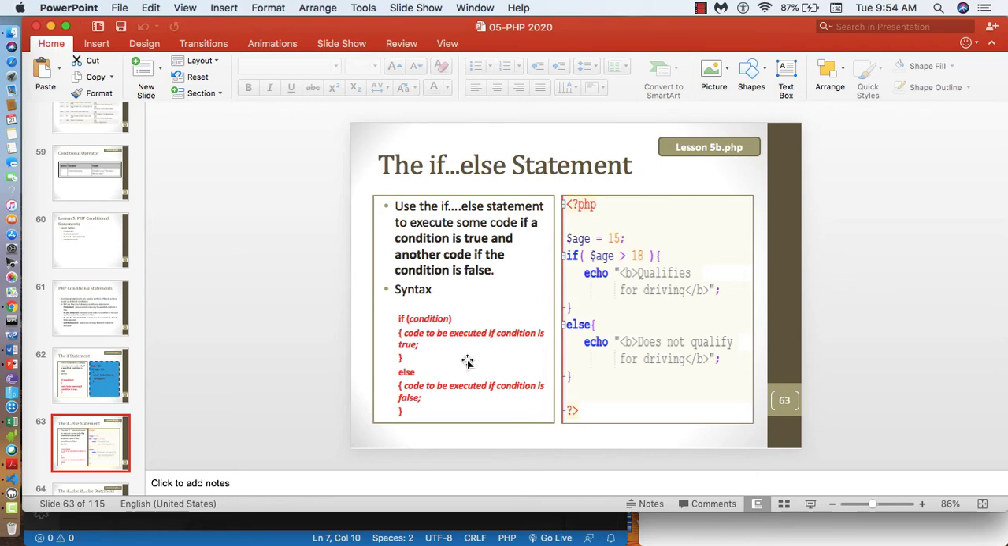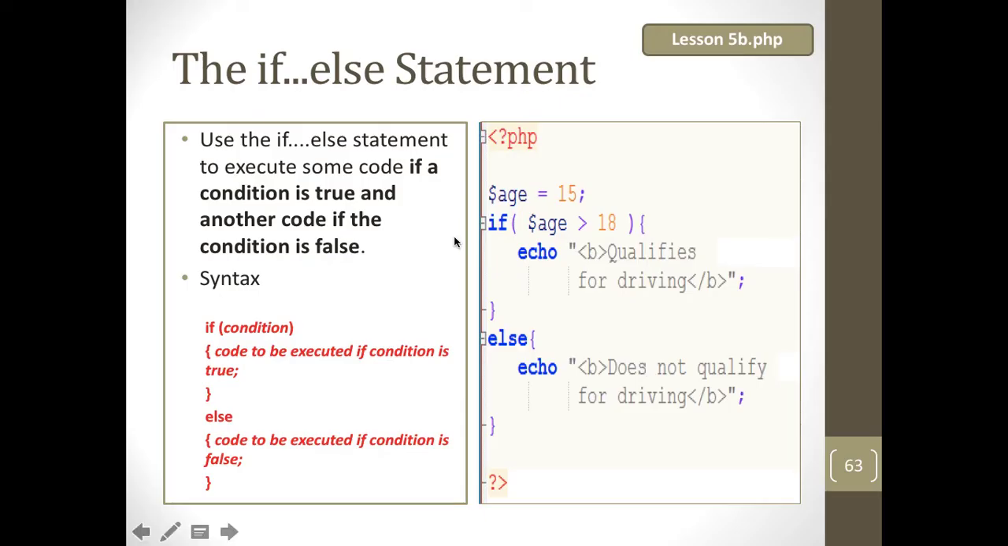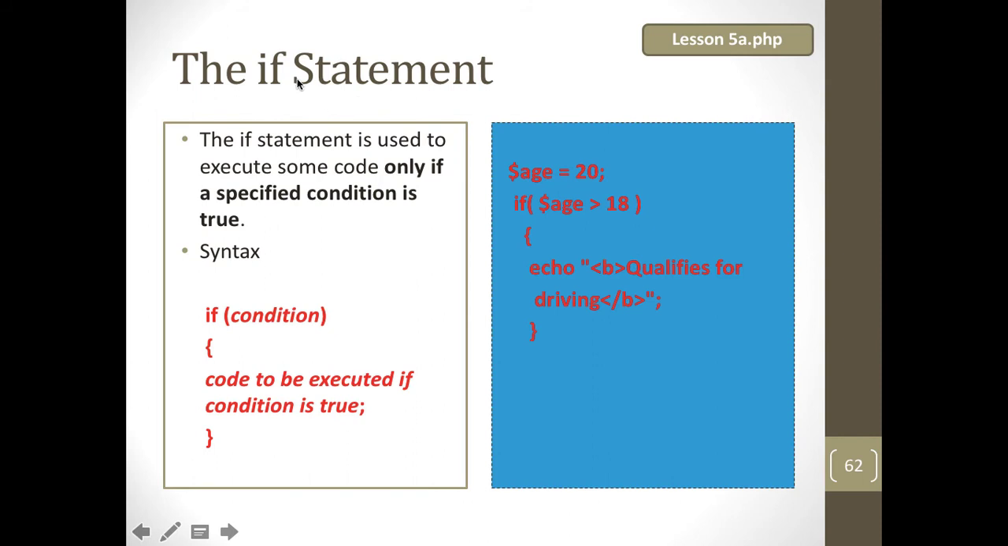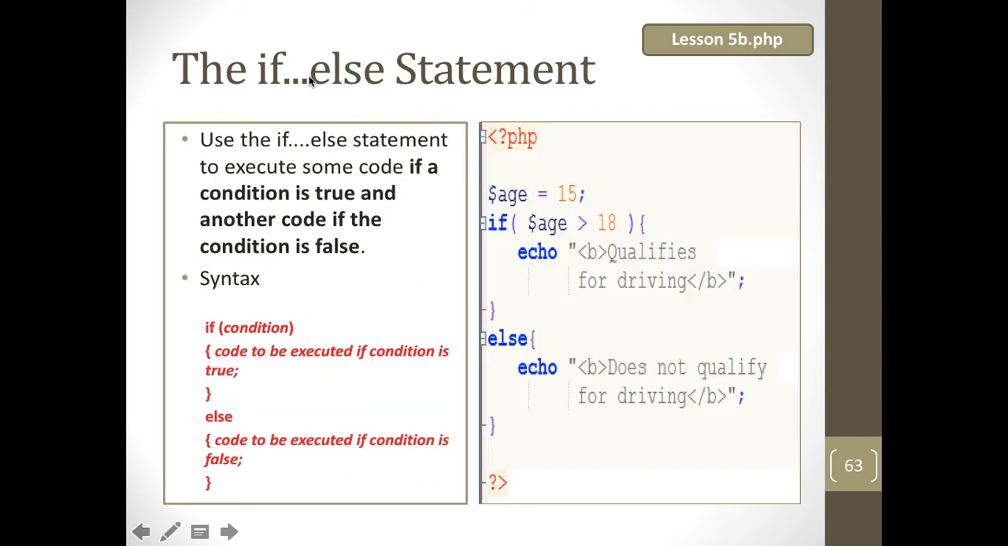You see, if else statements: if a condition is true, you execute a code; else, code to be executed if the condition is false. So this is true and this is false. Remember, when you want to use if else, compared with the if statement, you have to have at least two conditions. Number one, the true condition. Number two, the false condition. Okay.